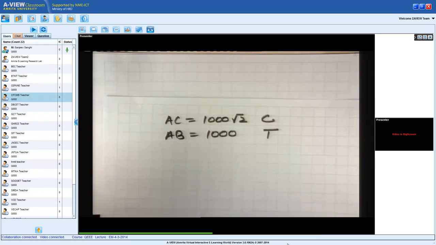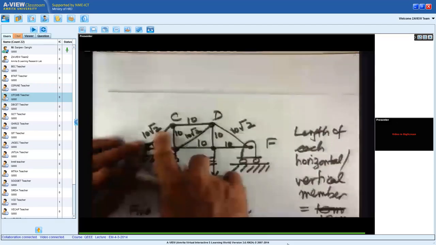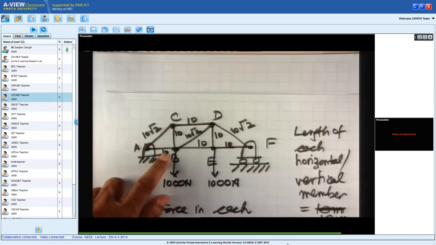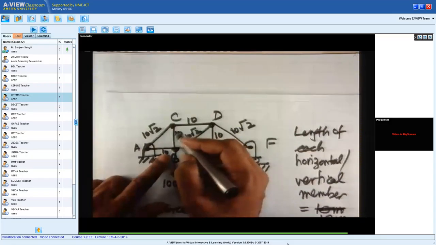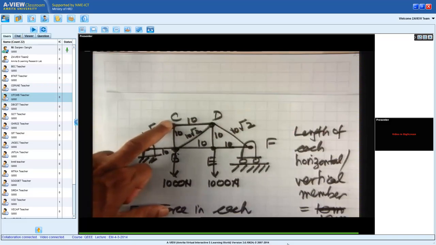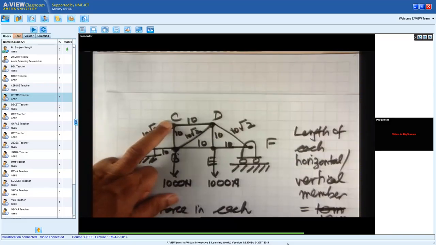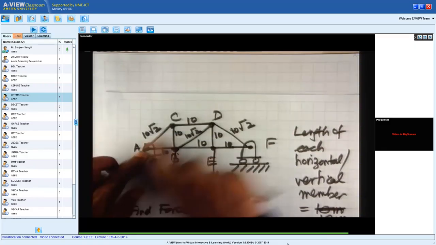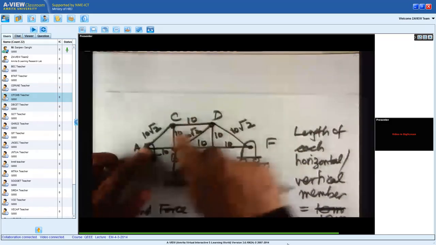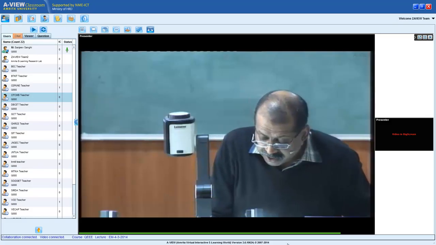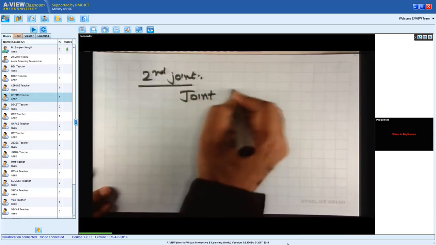So let's come back to the original figure. This was the joint which we had. We have now found the force in member AC and the force in member AB. We have to now move to the adjacent joint. We can either move to point B or we can move to point C. Which one will we move to? To B or to C? The logical choice will be C, because we already know AC. So now there are two more members connected to C. So the second joint we move on to is the joint C.